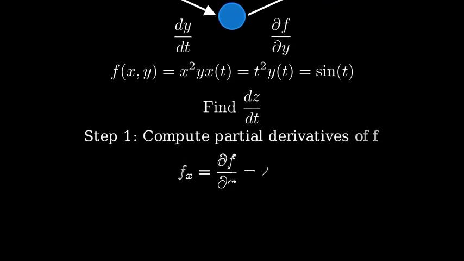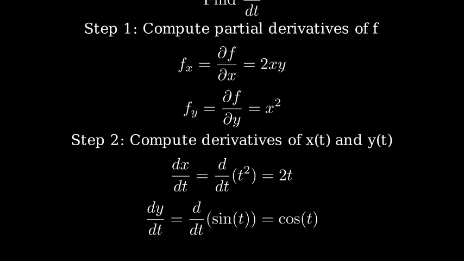Step 1. First, we compute the partial derivatives of f. The partial of f with respect to x equals 2xy. The partial of f with respect to y equals x squared. Step 2. Next, we compute the derivatives of x and y with respect to t. The derivative of x equals t squared with respect to t is 2t. The derivative of y equals sine of t with respect to t is cosine of t.